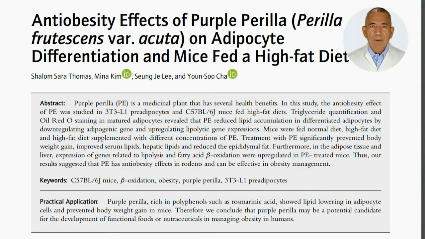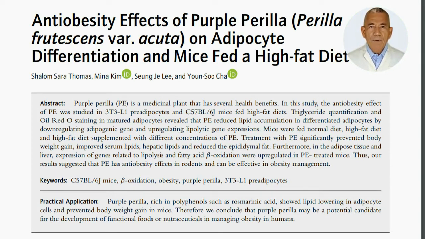Now, let's look at one more study published in the Journal of Food Science. As in other studies, mice were divided into 4 groups. One group was fed a normal diet with 10% of calories coming from fat. The other 3 groups were fed a high-fat diet with 60% of calories coming from fat. A high-fat diet is intended to increase body fat to make the mice obese.